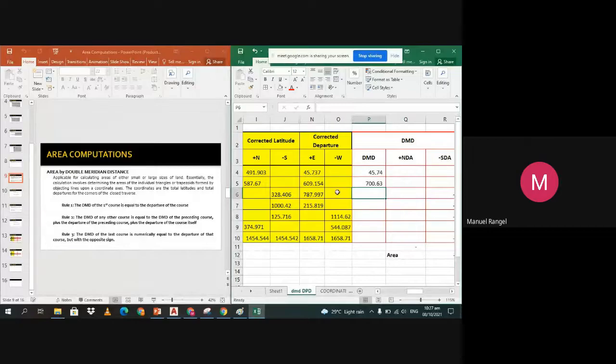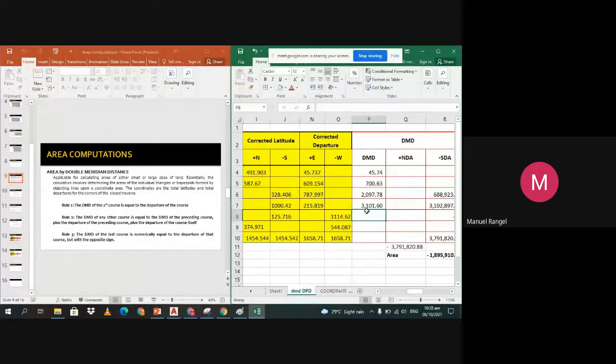So next is equal to rule number 2: the DMD of the preceding course plus the DPD of the preceding course plus the departure of the course itself. Okay. Then next is equal to the DMD of the preceding course plus the departure of the preceding course plus the DPD of the course itself. Okay, 3,160.